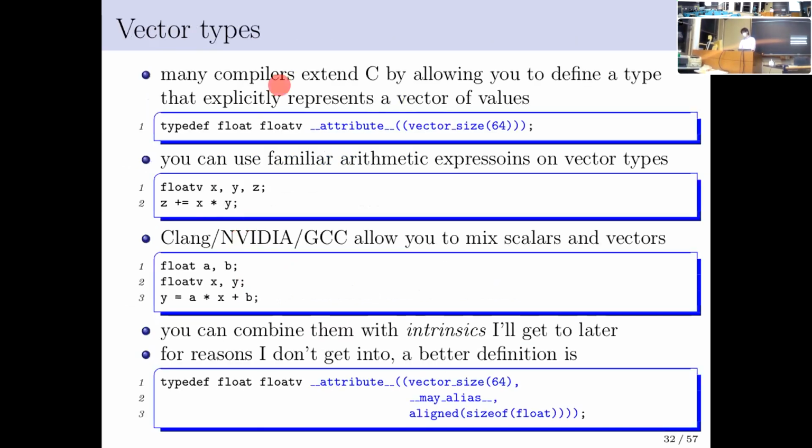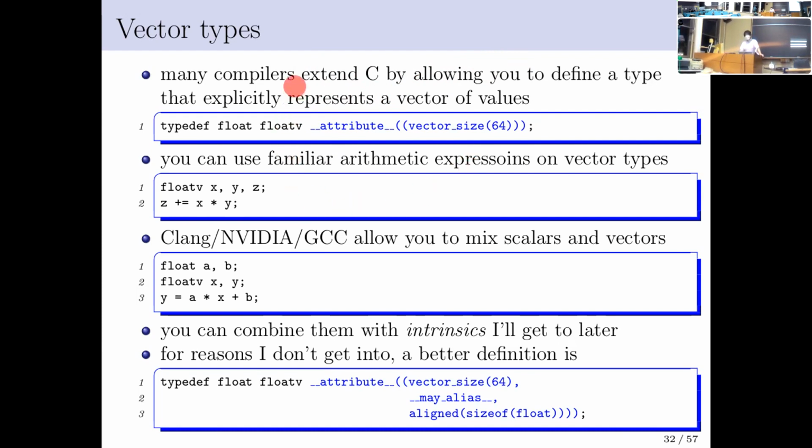So the next topic is something called vector types. What are vector types? Many compilers, including GCC, Clang, and NVIDIA compilers, extend the C language by allowing you to define a type that explicitly represents a vector of values. The main difference between what I have been talking about so far and what I will be talking about from now on is that you will be explicitly manipulating vectors of values in your program.